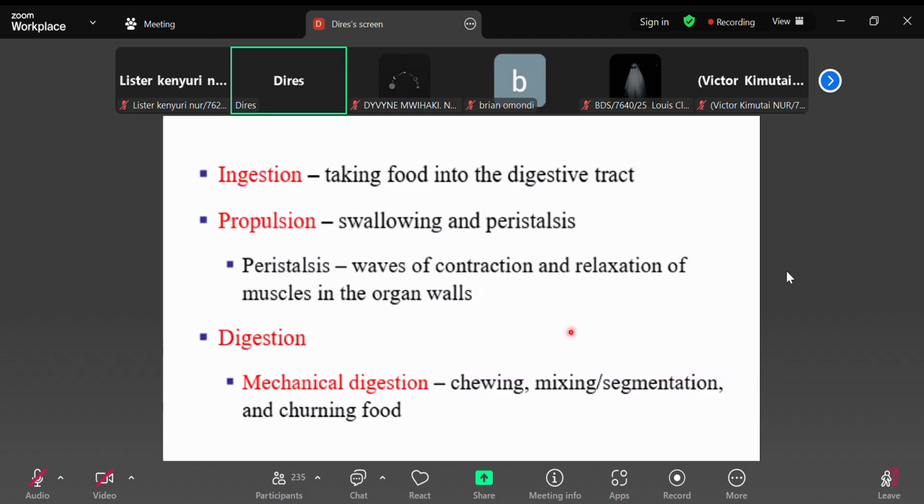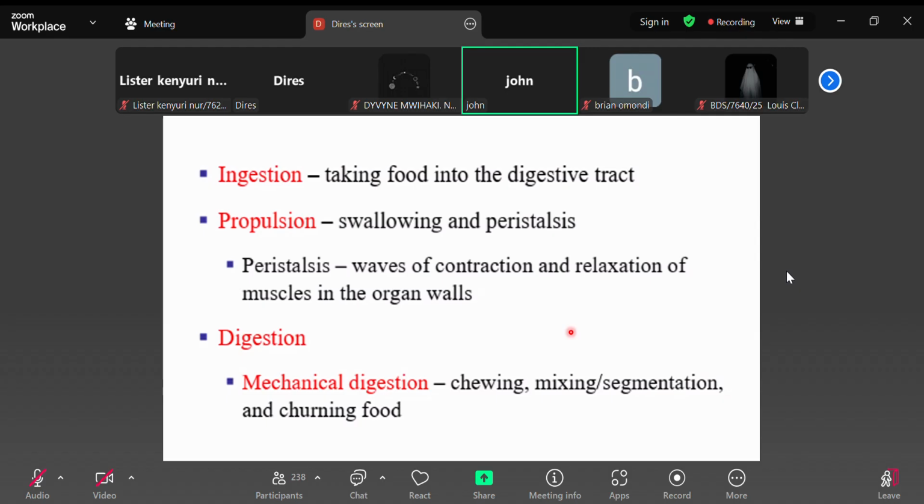Ingestion means just taking food with the help of your hand. You just take the food into your mouth. That is what ingestion means. Propulsion means movement. You swallow, and there is peristaltic movement of the esophagus, stomach, intestine. That is what propulsion means. As you know, in the wall of the GIT or alimentary canal, there are smooth muscles which contract and relax, thereby pushing the food, the bolus.